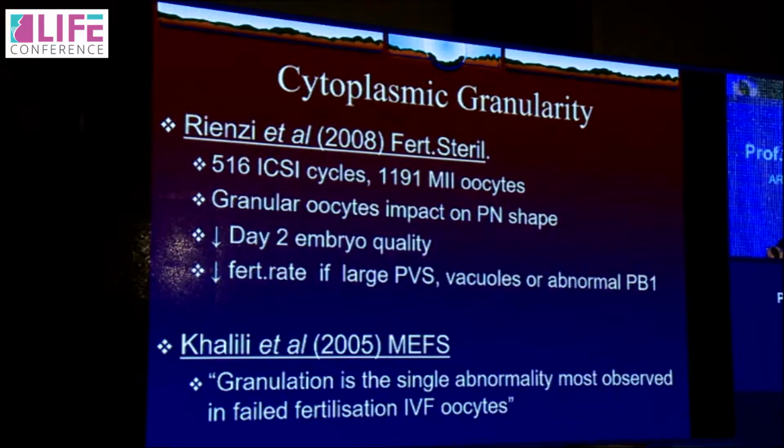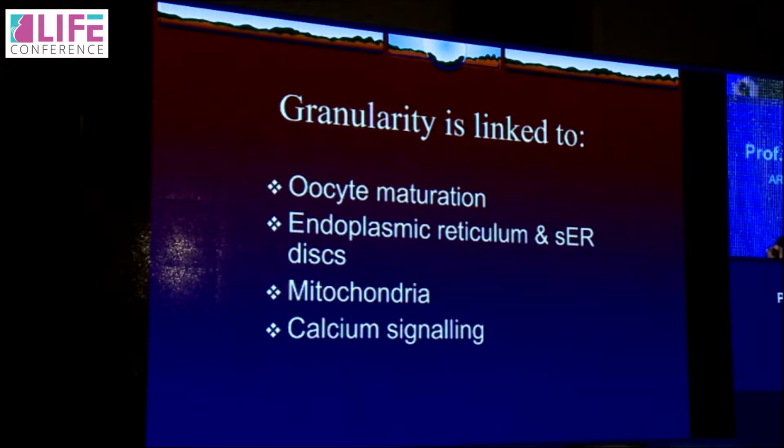competence of the oocyte. Another study by Laura Rienzi from Italy, she looked at over 1,100 oocytes from over 500 ICSI cycles, and she found that granularity impacted on PN shape. This led to poor day two embryo quality and a lower fertilization rate, but that was only in combination with problems with the perivitelline space, vacuoles, or abnormal polar bodies. And there's another comment from Khalili, which was mentioned at MEFS over 10 years ago, which still stands today. Granulation is a single abnormality most observed in failed fertilization IVF oocytes. So we know granularity is linked to oocyte maturation, endoplasmic reticulum and the discs, mitochondria and calcium signaling.